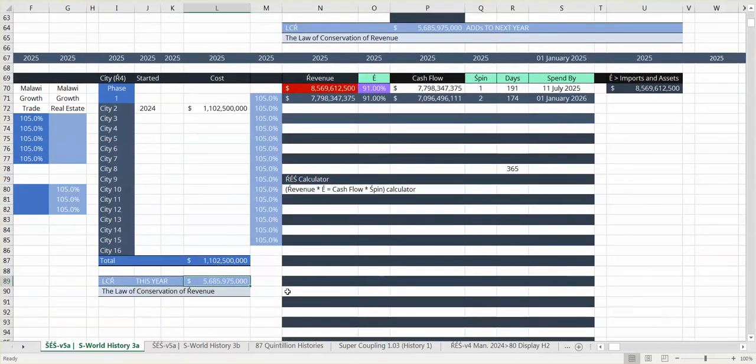and we can see I put it here, the LCR, the Law of Conservation of Revenue, inspired by Hawking's description of the Law of Conservation of Energy. Thank you very much, Professor.